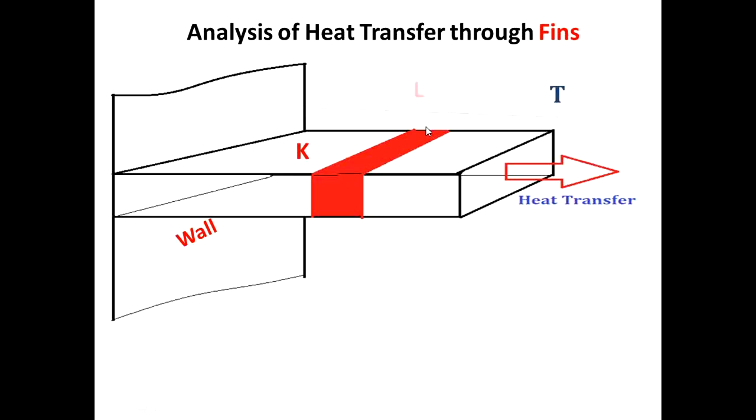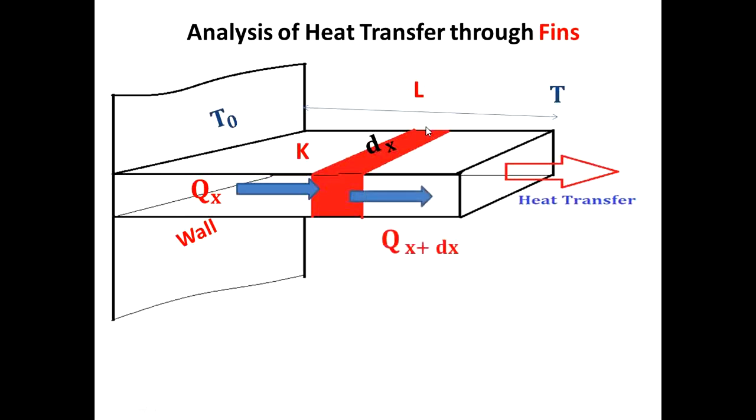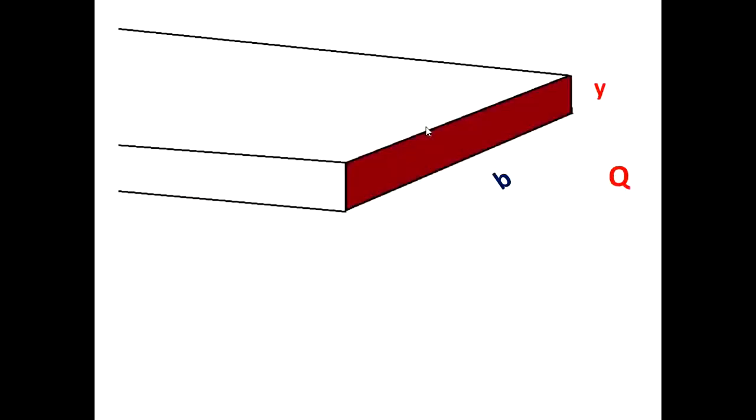The temperature T, the length of the fin will be L, the elemental length I will take as dx, and T0 will be the base temperature. Amount of heat energy coming into the elemental length, amount of heat energy leaving the length, at x plus dx. Note down the sketch properly, don't get confused. And then it is very important for you to know which area you have to take.